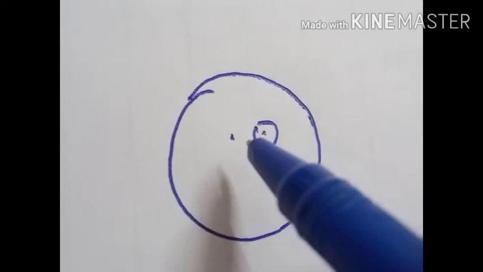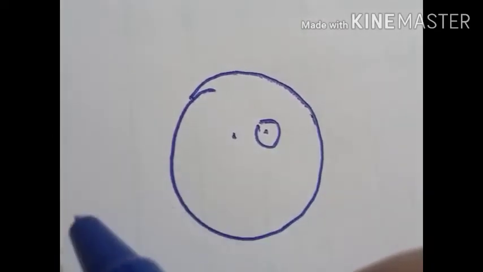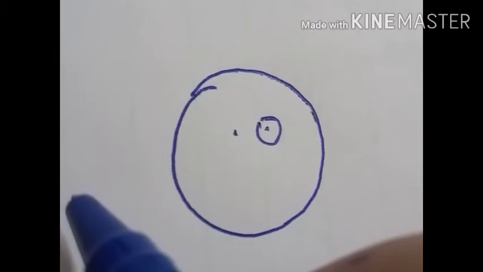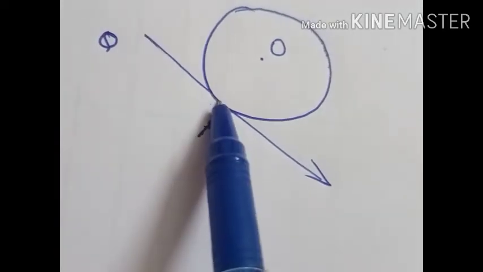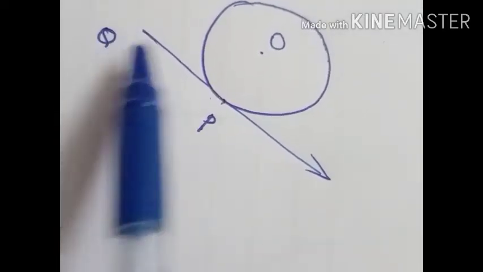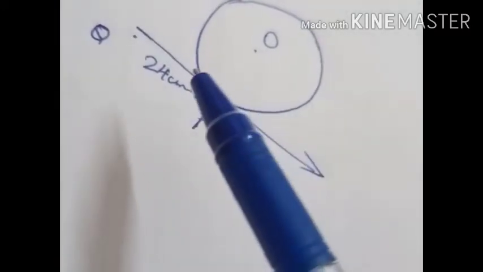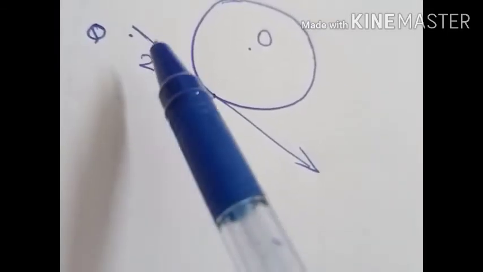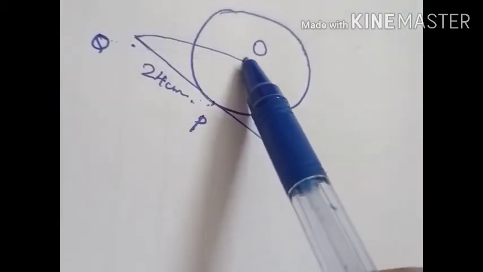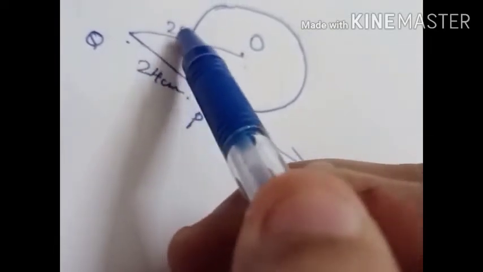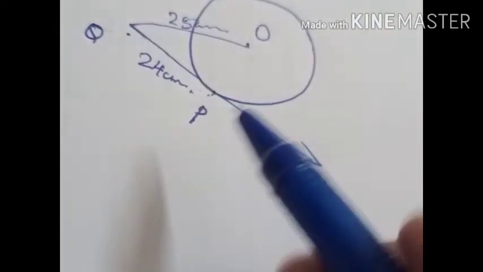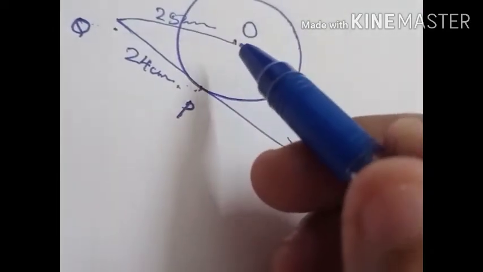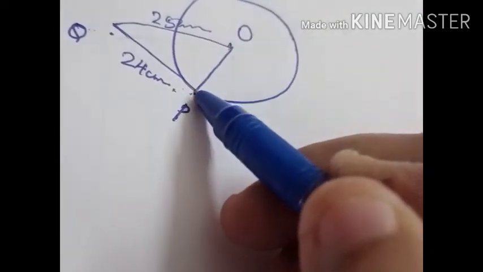Then in the question it is given that from a point Q, the length of the tangent of the circle is 24 centimeter. Length of the tangent means from the point to the point of contact. So here the point is Q, from Q. So this length of the tangent QP is given as 24 centimeter. Then it is given that the distance of Q from the center is given as 25 centimeter. Then we have to find its radius. That means OP we have to find.